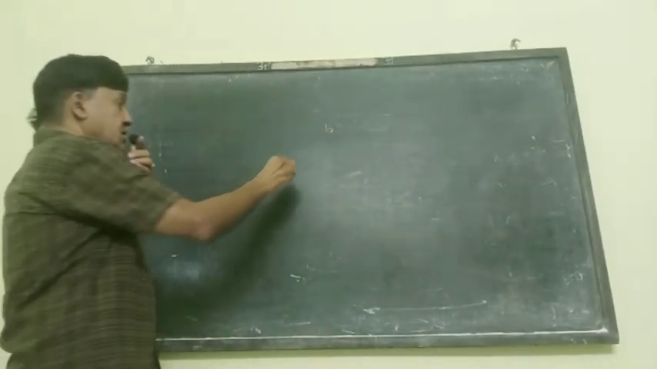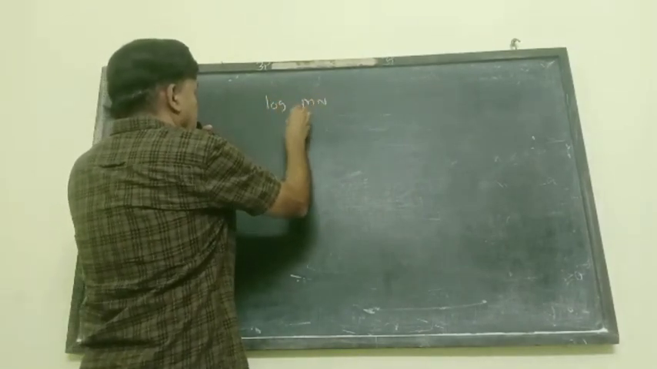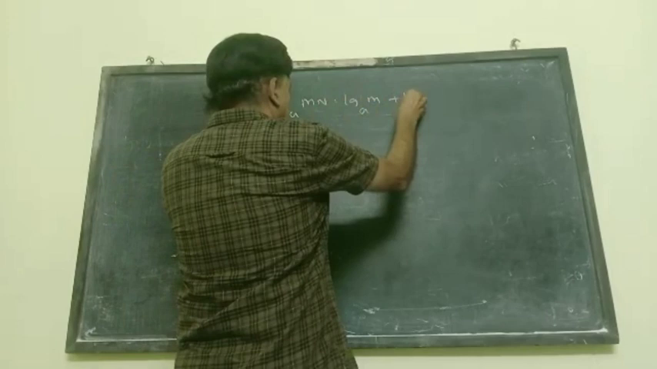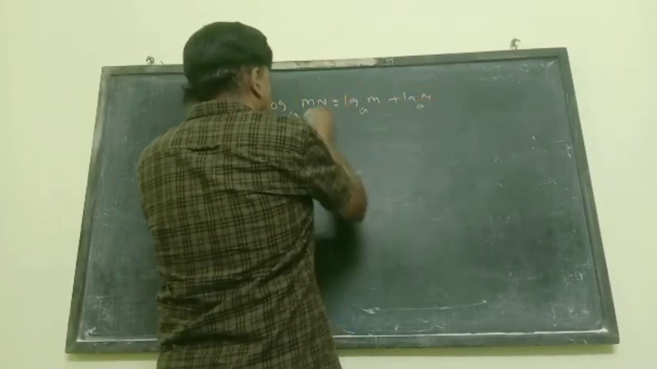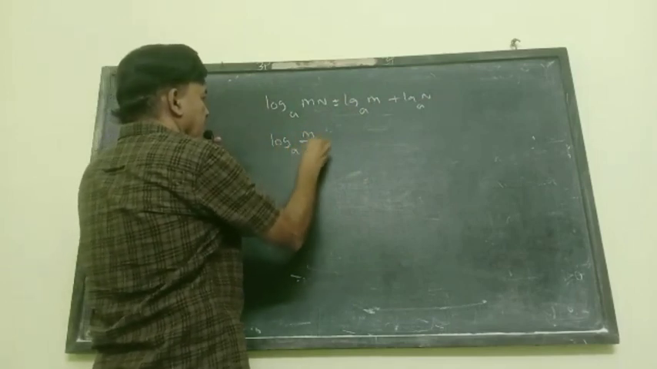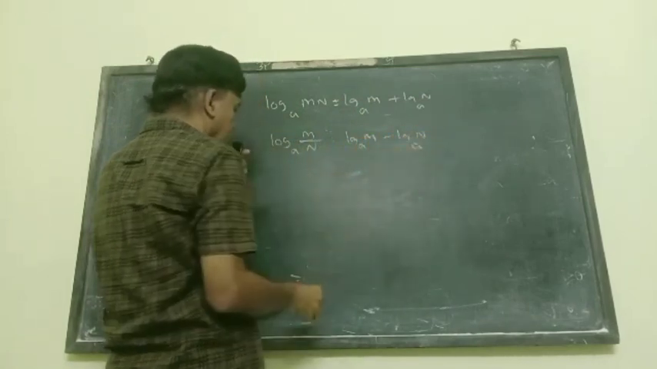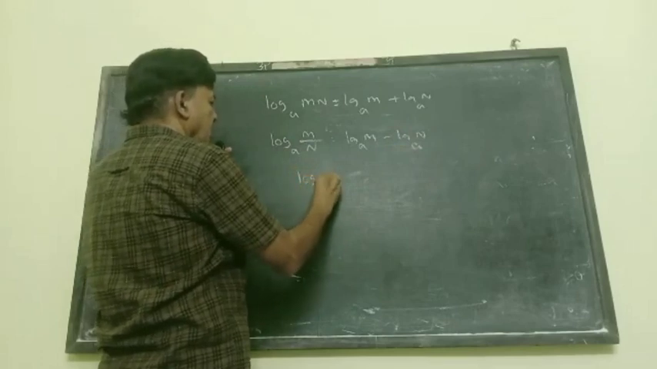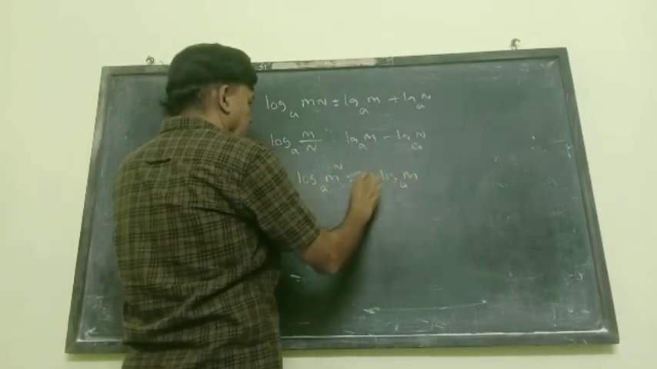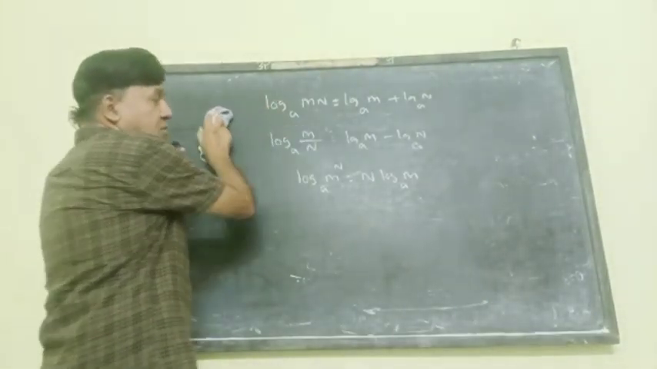So the next point is log mn to any base is equal to log m to base a plus log n to base a. Log of m by n to any base is log m to base a minus log n to base a. Log of m power n to base a is equal to n log m to base a. Right. Recall all these things.